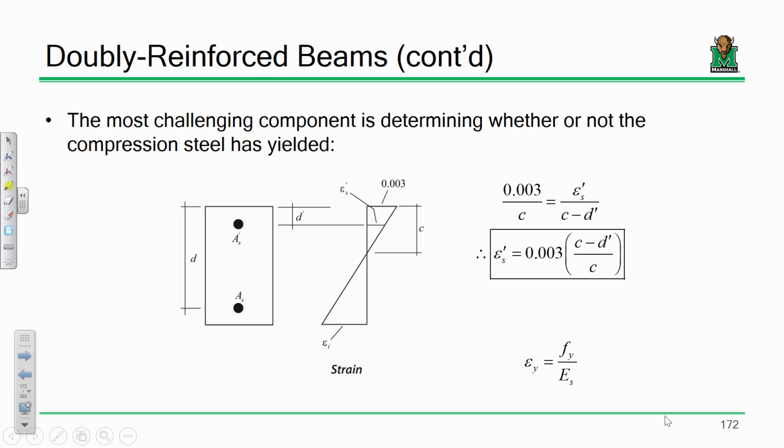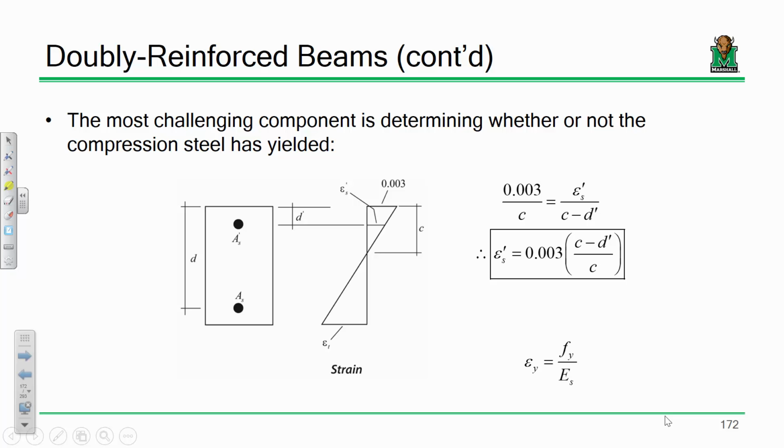Now what I do in order to assess that is I compute the strain in the steel in compression. So this is just similar triangles. 0.003 is to C as whatever this value is to C minus D prime. I know you're probably used to D minus C. Instead, it's C minus D. And the reason it's C minus D is because we're looking above, not below. We're not looking at this value down here. We're looking at the values up here. And it's not D, it's D prime because we're talking about the steel in compression. So we're calculating a strain in the compression steel, hence this epsilon sub S prime.